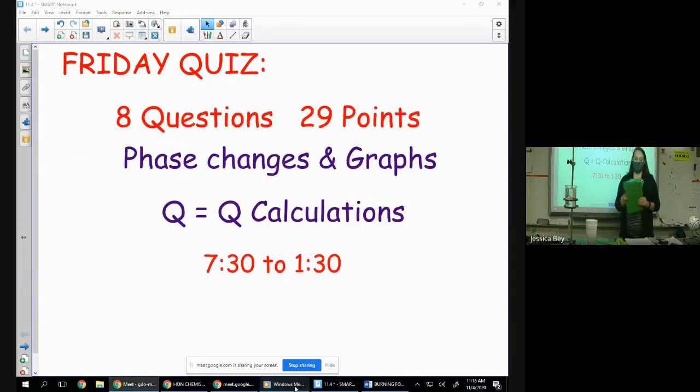Let's get this started. So we're going to do a couple things today. The first thing I would like to talk about is your quiz on Friday. On Friday, you will have an 8-question quiz. Six of them are going to be over phase changes and graphs and things like that, and 2 of them are going to be over Q to Q calculations. One has a lot of support and one has very little support. So we're going to practice both of those things today so you feel ready for that quiz Friday.